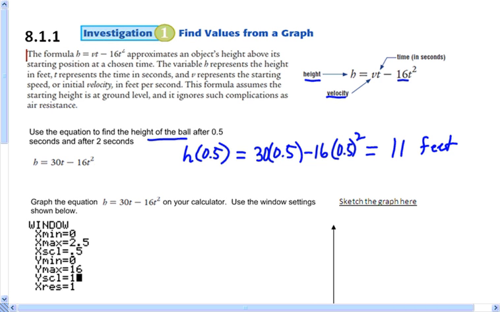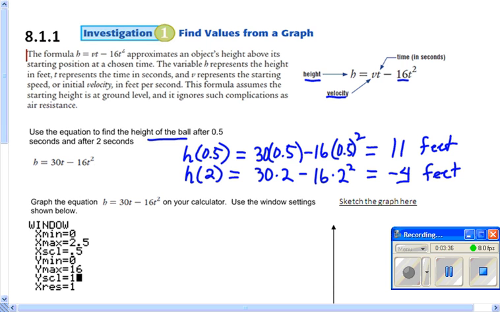To calculate after 2 seconds, we would find h of 2, the height as a function of seconds, and we would do 30 times 2 minus 16 times 2 squared. That's equal to 60 minus 64, which is actually negative 4 feet. What that indicates to us is that the object has already hit the ground. Just to show you a couple ways you can use your calculator, we're going to concentrate on graphs here. I'll show you how you can use your graph to solve this.